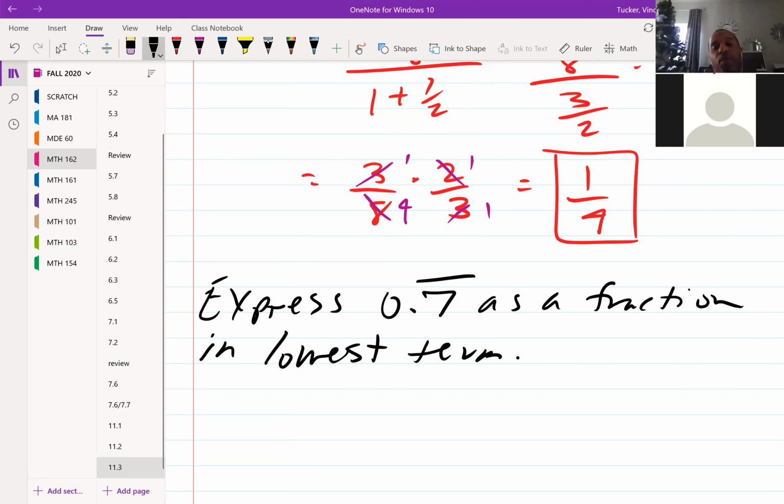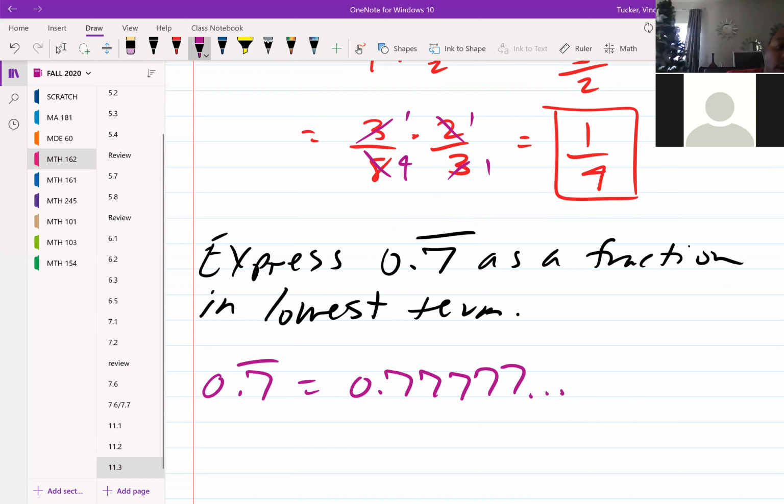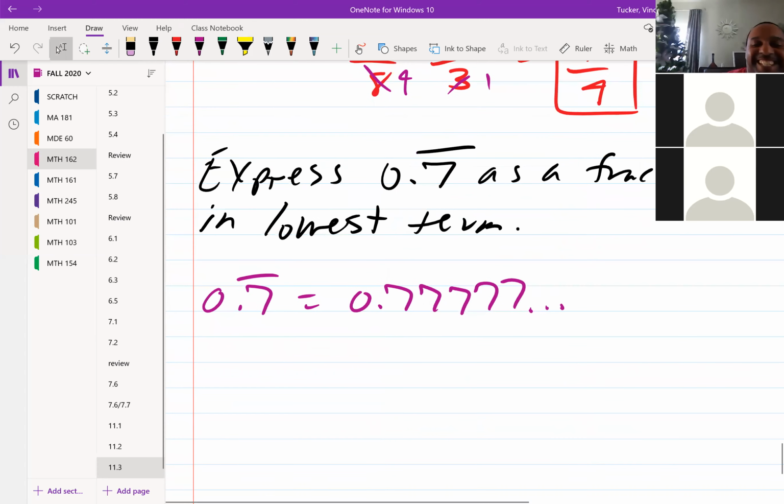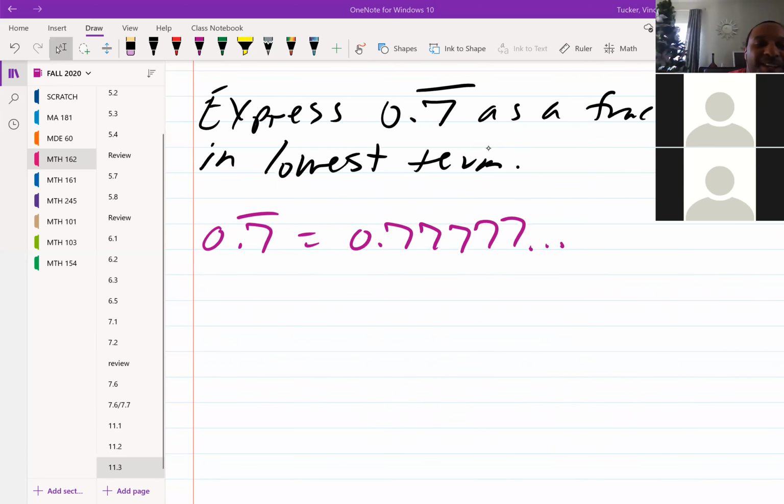So we have: express 0.7, with the bar over the 7, as a fraction in lowest terms. So we're talking about 0.7 repeated, which is 0.7 to infinity. Anybody already know what that fraction is? Anybody? No. Let me show you the trick. Somebody in the chat said it.